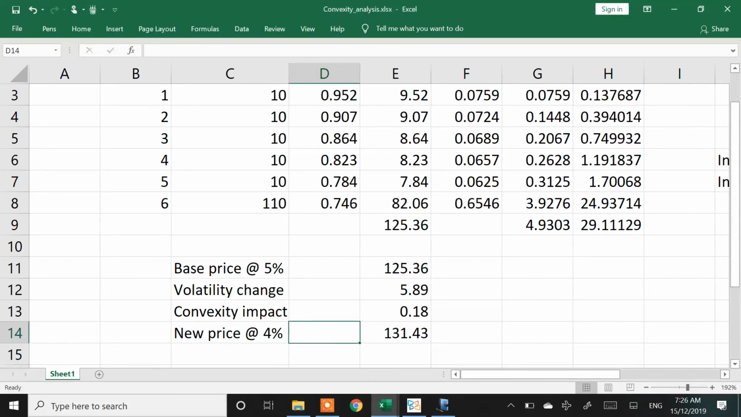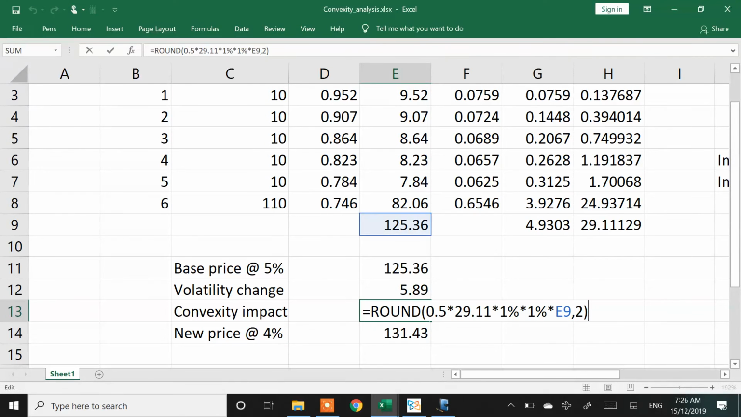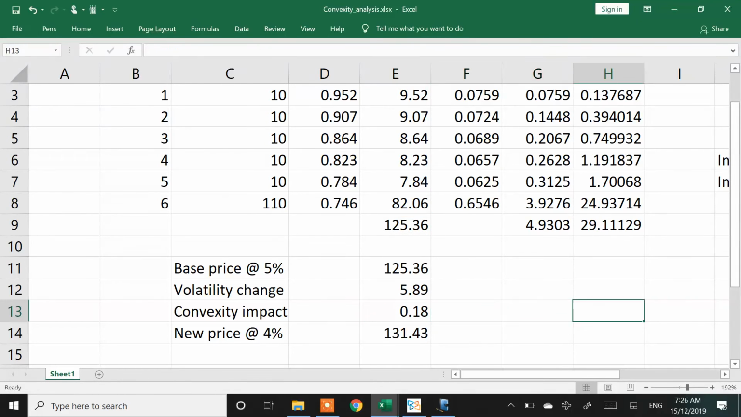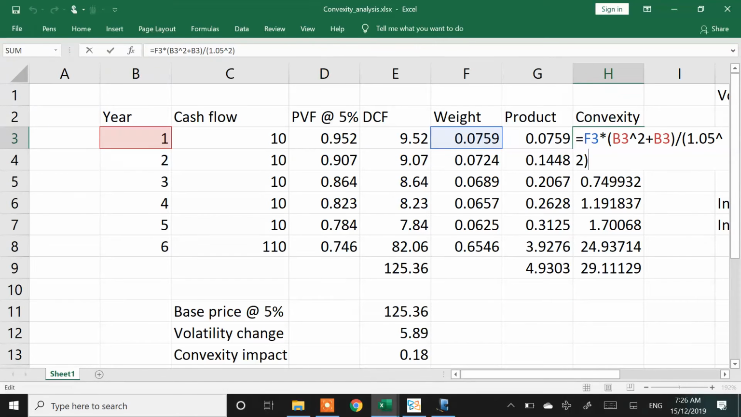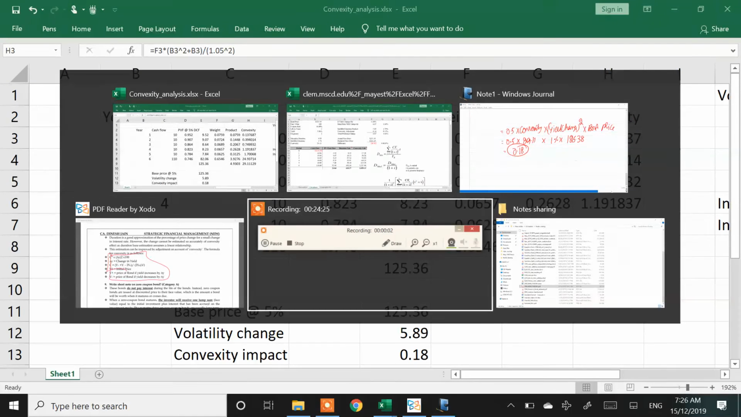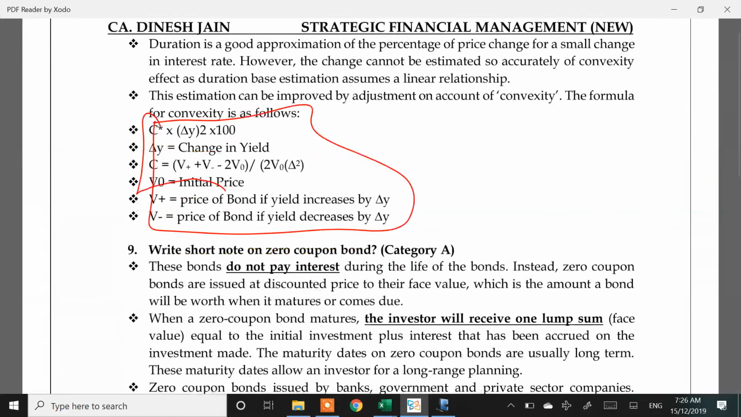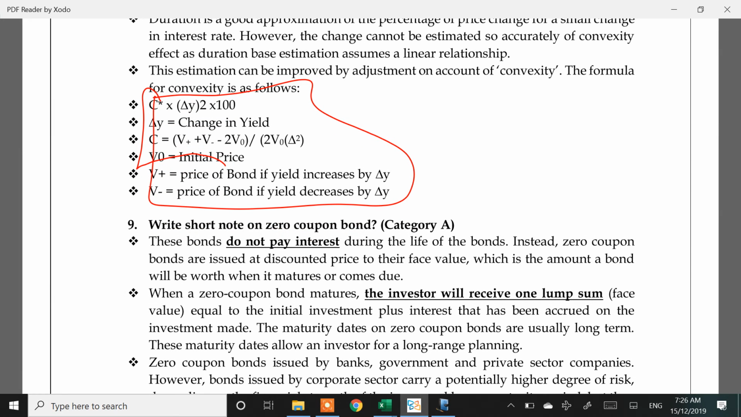Convexity impact is going to be convexity into 0.5 into change in yield square into the base price. And the calculation of convexity is weight into T square plus T divided by 1 plus YTM square. Let's not go through this formula again. This is a better way of doing it.